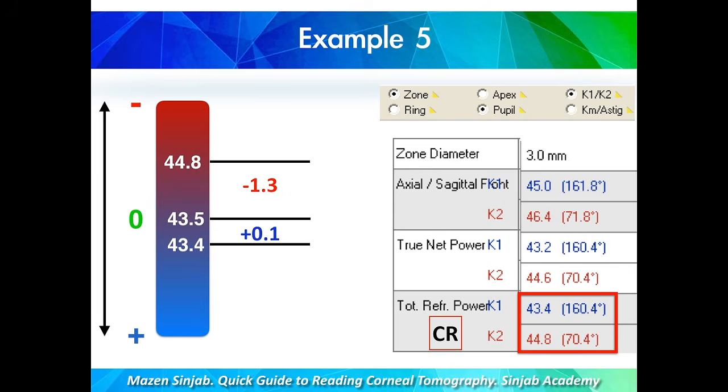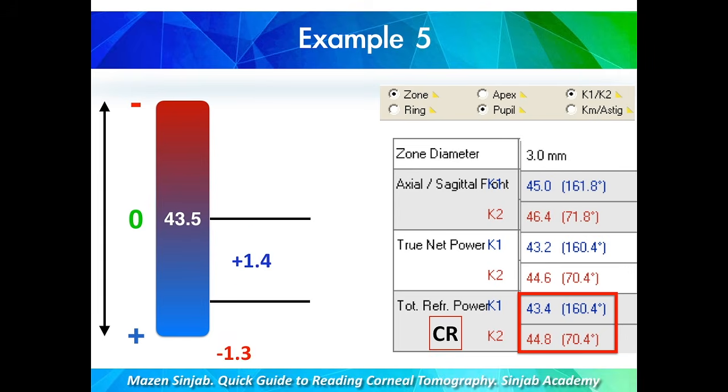Therefore, I'm going to push both meridians, and then I'm going to treat him for plus 1.4 diopter of cylinder. So the patient has corneal refraction of minus 1.3 plus 1.4 at the steep axis because the cylinder is in plus.